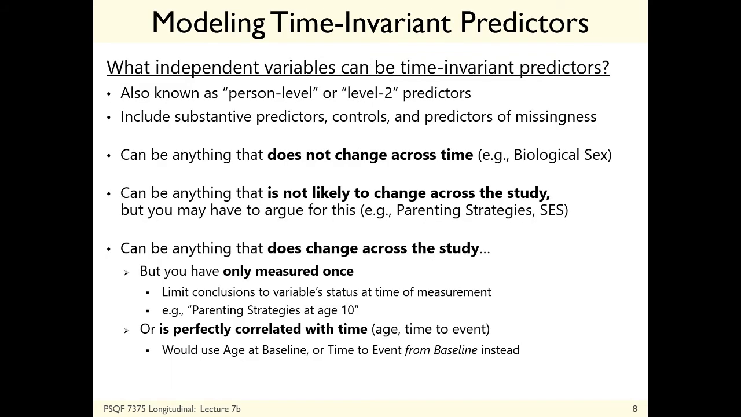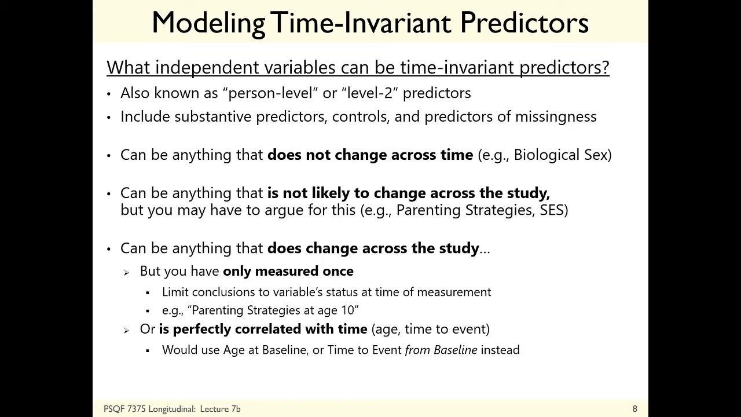So assuming we don't have any missingness, time invariant predictors. That's what we're talking about here. Things that don't change over time or for which you've only measured it once. So even if you think it's going to change, if you don't have access to that information, you have to think of it as a level 2 time invariant person level predictor.